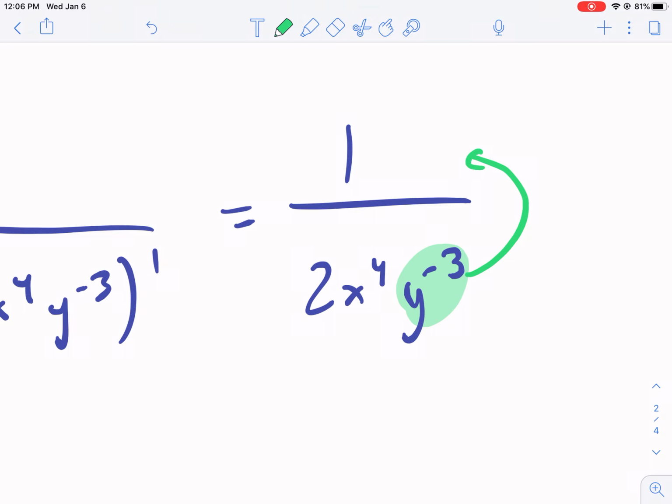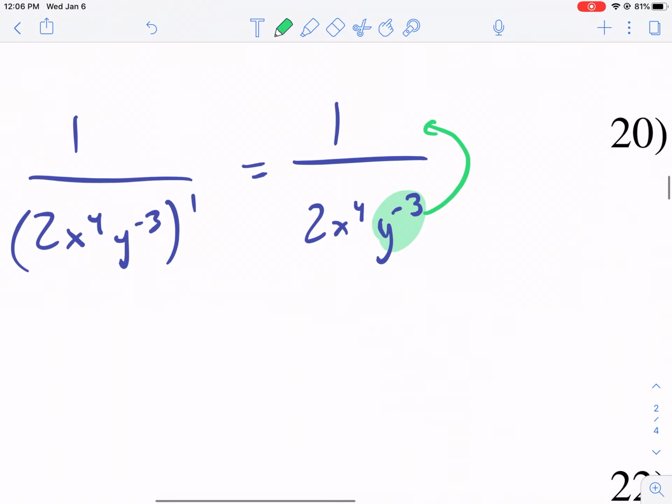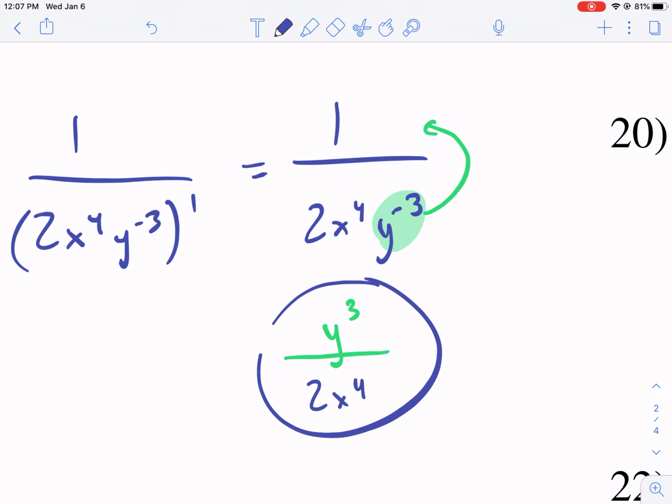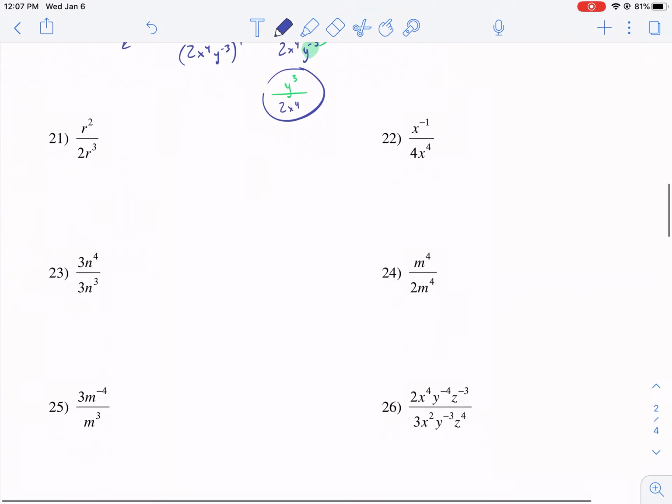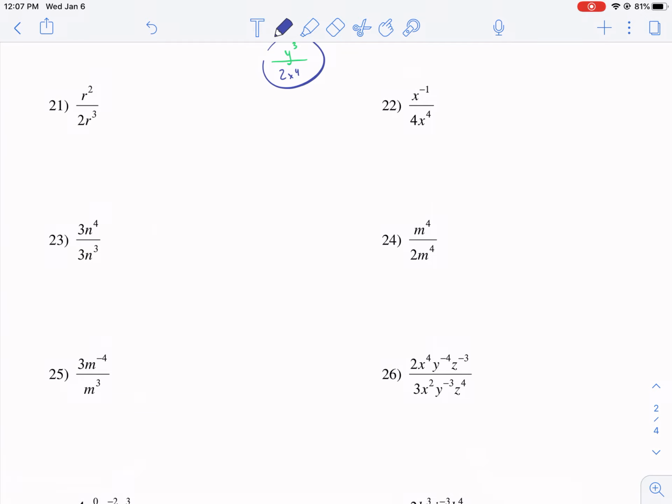Remember, anytime it's a negative exponent, it moves from either the top to the bottom or from the bottom to the top. So this becomes y cubed over, and the 2x to the 4th stays in the bottom, and that's our final answer. Let's get to some fraction ones. These, in my opinion, are easier than they look.